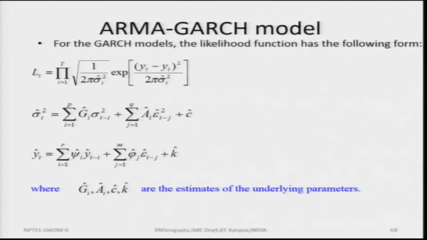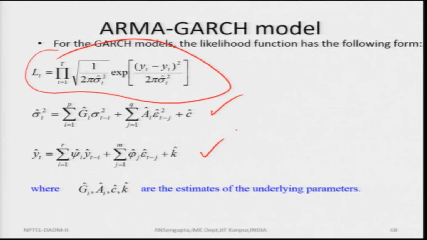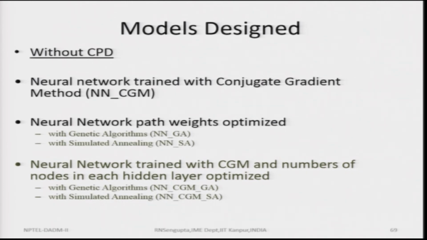For the ARMA-GARCH method, obviously I am considering the log likelihood function for the prediction models. The likelihood function will be converted to the log likelihood function. The best estimates for sigma, sigma hat, and y, which is y hat, would be found using these models, where the hats are the estimates of the underlying parameter values which we are trying to utilize. Now, we will utilize the model for the ANN using these. What are these? I will come to that later.